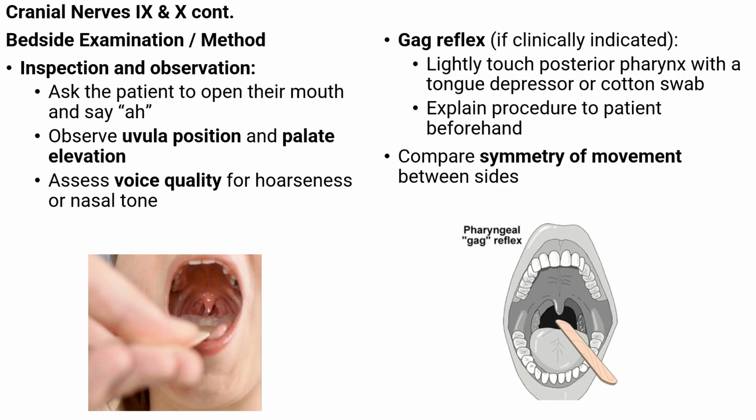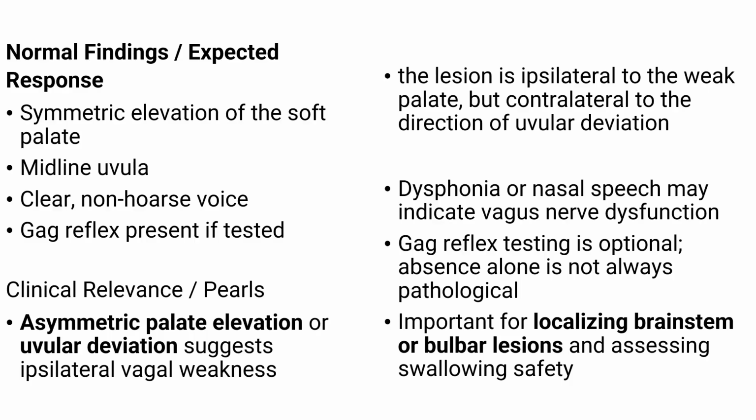Testing the gag reflex is optional and should only be performed if clinically indicated. If you do test it, gently touch the posterior pharynx with a tongue depressor or cotton swab, and always explain the procedure to the patient beforehand. Throughout the exam, compare movements on both sides to identify any asymmetry. Normal findings include symmetric elevation of the soft palate, a midline uvula, a clear, non-hoarse voice, and a present gag reflex if tested. Clinically, asymmetric palatal elevation or uvular deviation indicates ipsilateral vagal weakness.